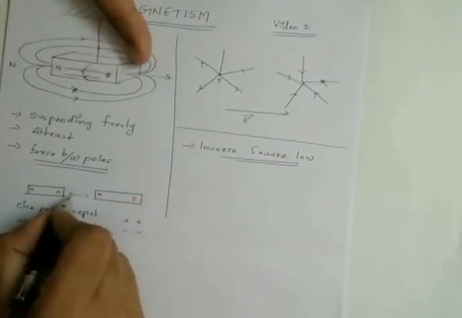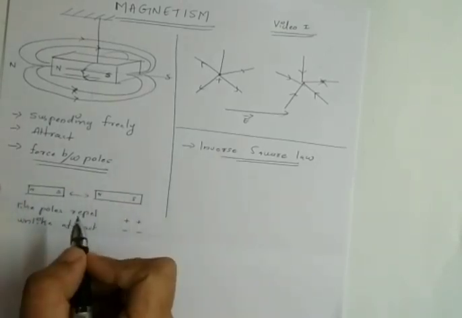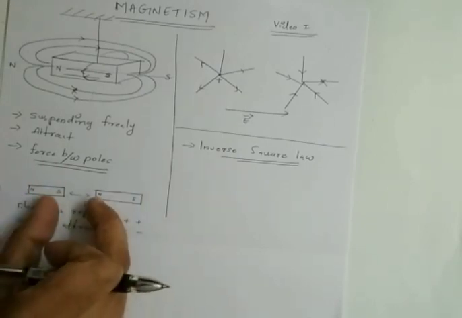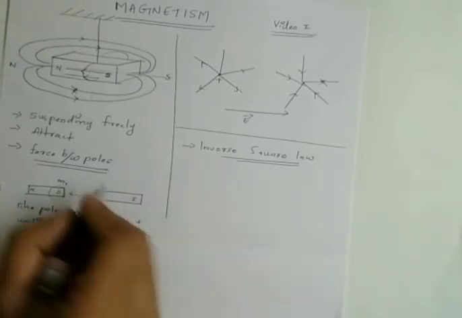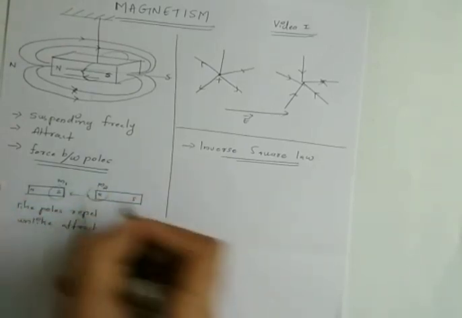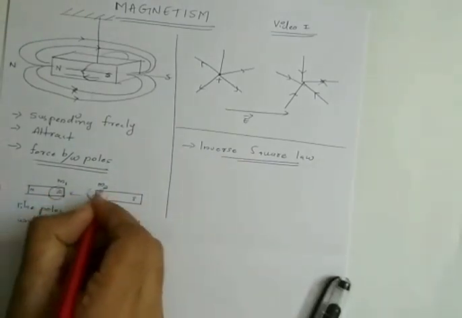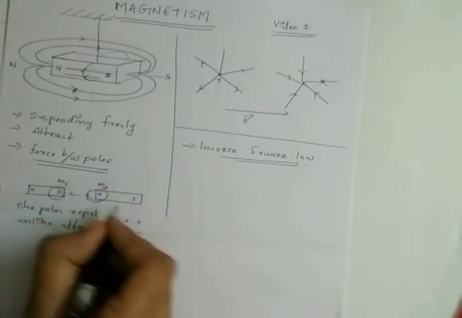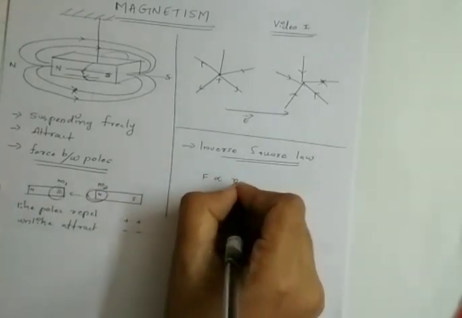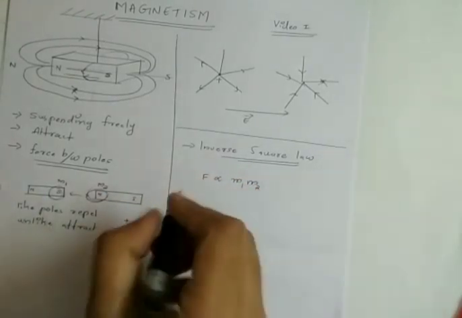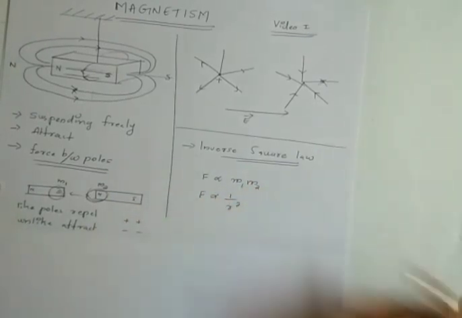That means whenever you bring two bar magnets or any magnets, like we are taking bar magnets because you are familiar with bar magnets, you have this pole. Suppose the pole strength of this pole is M1 and the pole strength of this pole is M2. Then what is the magnitude of force of interaction between these two magnetic poles of two magnets? The force between these two poles is directly proportional to the product of the magnetic strengths, and the force is inversely proportional to the square of the distance between them.